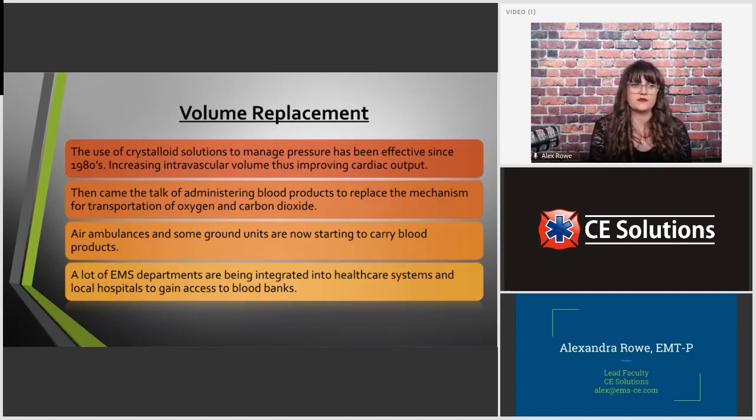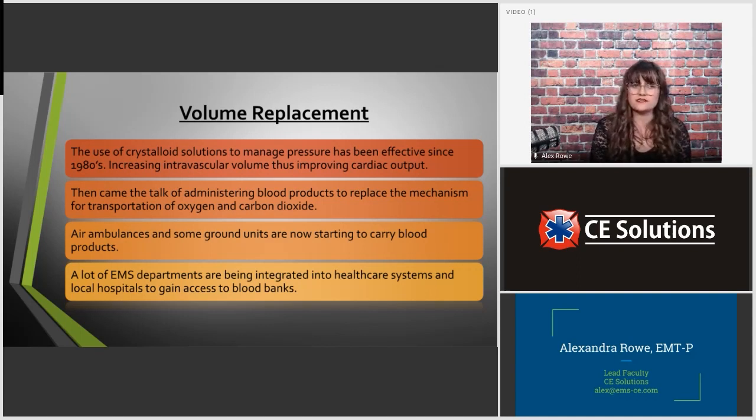Another good treatment is volume replacement. For any type of trauma event, usually in the ALS world, we think 2 large bore IVs. So 18, 16, 14 gauge IVs bilaterally can help with volume replacement. The use of crystalloid solutions to manage pressure has been effective since about the 1980s, increasing intravascular volume, thus improving cardiac output. The only bad thing about any type of crystalloid solution is the fact that it does not carry oxygen molecules, right? That's the only bad thing. So what does? If we provide blood products, that's different. That'll actually provide blood as a volume replacement versus just saline.